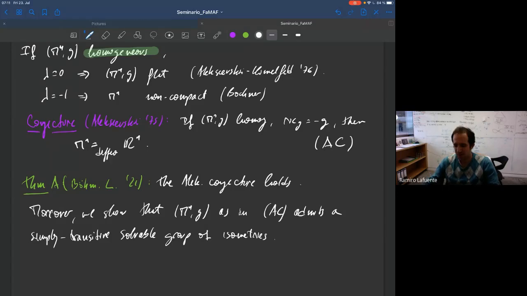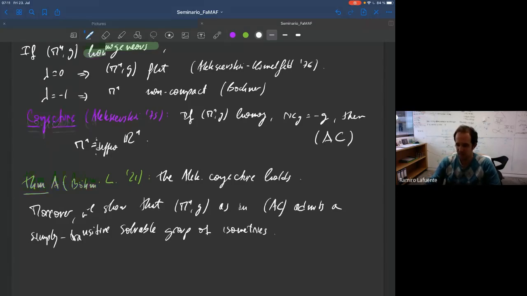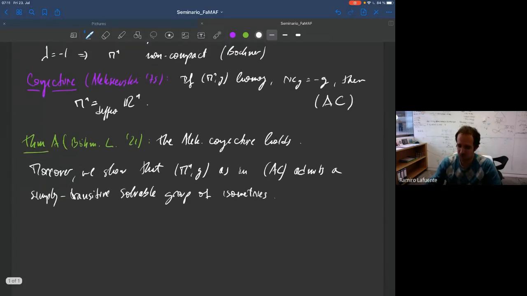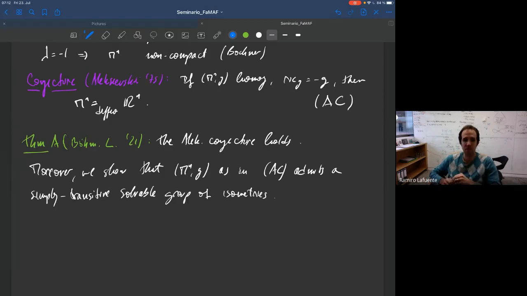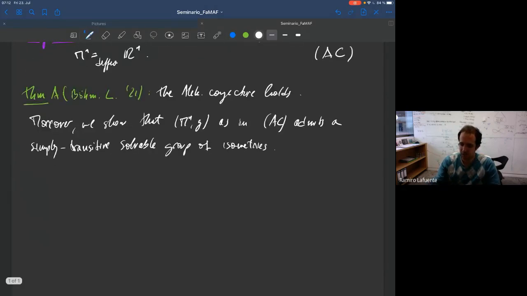But before I move on to explaining the ideas for proving this, let me mention some previous results regarding the Alekseevsky conjecture. It's been open for such a long time that a lot of people have worked on it, and there are many beautiful results that we know already. Please let me know if there are any questions to this point.